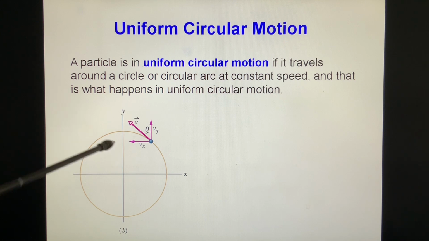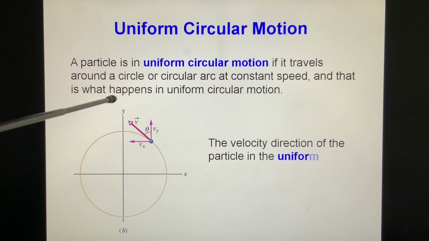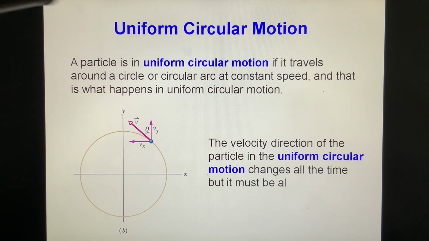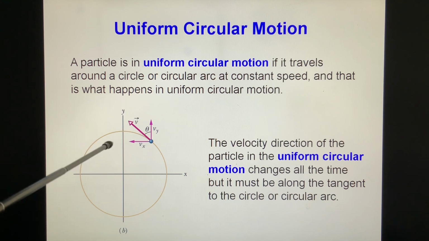Look at this one. Okay, it's going around. The velocity direction of the particle in uniform circular motion changes all the time, but it must be along the tangent to the circle or circular arc.